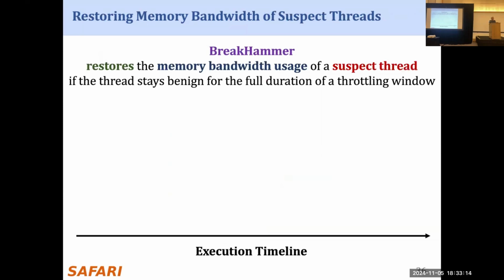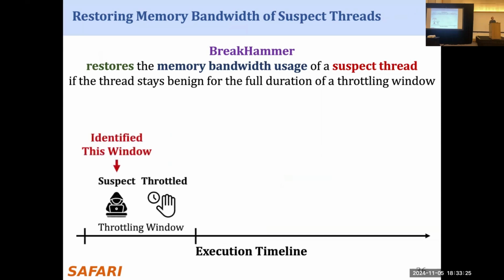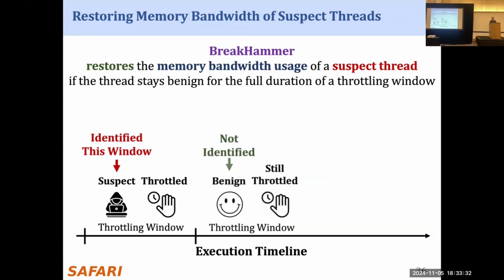BreakHammer restores the memory bandwidth usage of a suspect thread if the thread stays benign for the whole duration of a throttling window. Here on the bottom, I show a timeline for an example where the thread gets identified as a suspect and BreakHammer immediately throttles its memory requests. In the second window, the thread continues executing with the reduced memory bandwidth, where the thread stays benign and does not get identified as a suspect. At the end of this throttling window, BreakHammer observes that the thread stayed benign and removes its memory bandwidth usage quota.